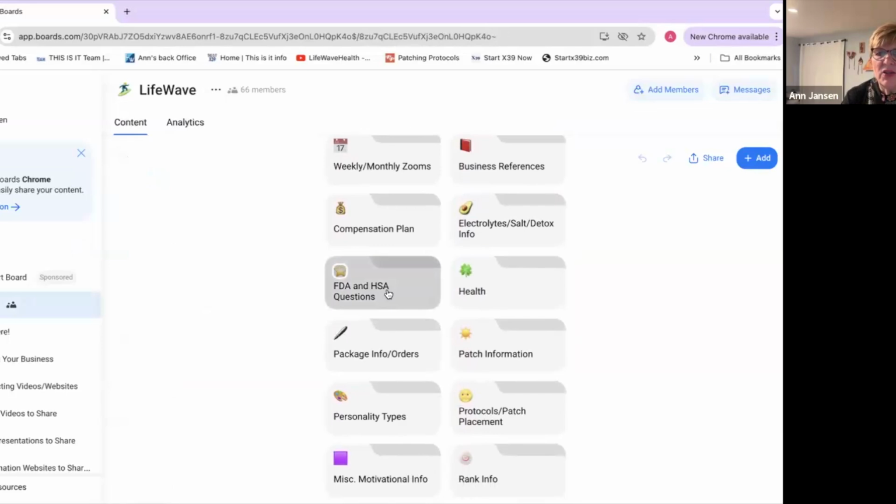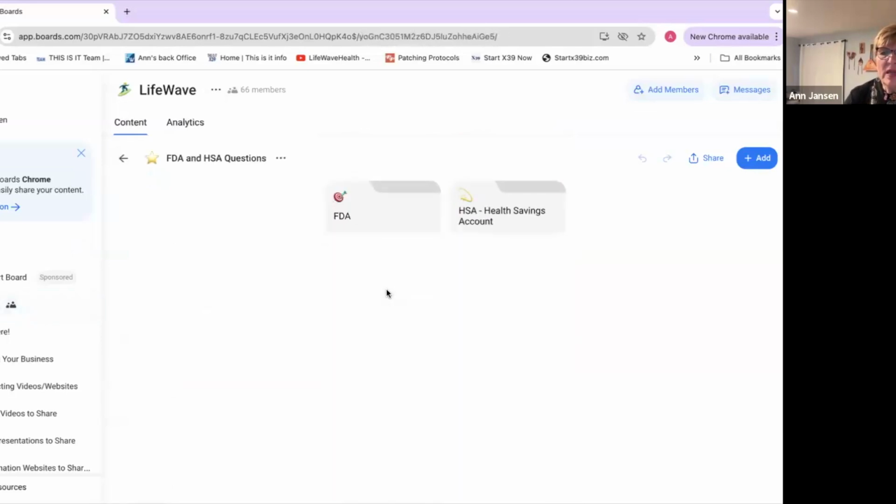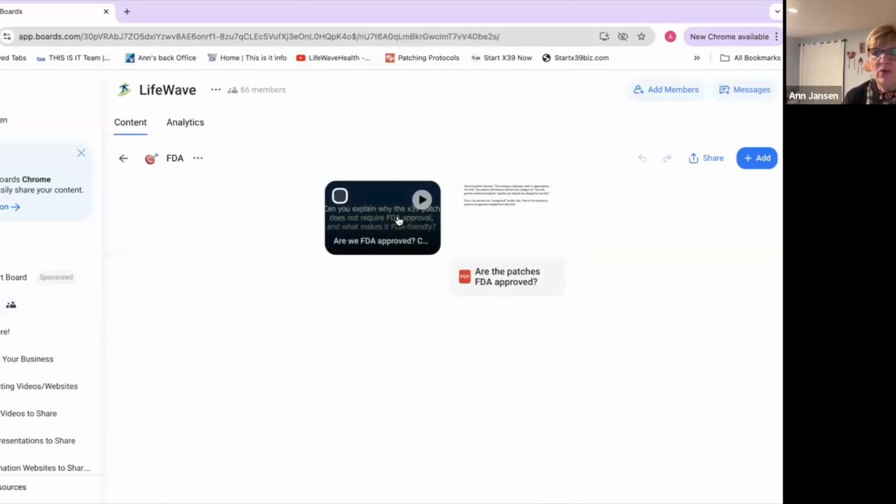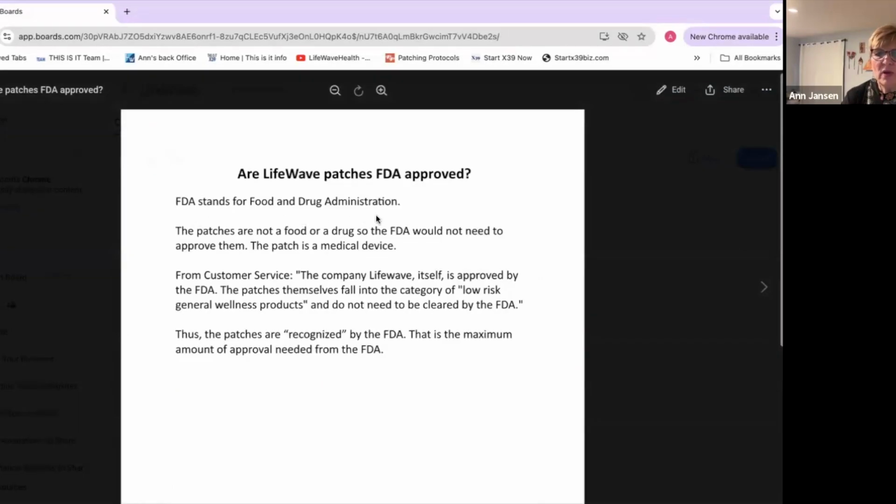FDA and HSA. FDA questions. So we get a lot of questions about the FDA, the Food and Drug Administration, like, are we compliant or do they approve of us? So FDA stands for Food and Drug, and the patches are not a food or a drug, so the FDA would not need to approve them. The patches are a medical device. From customer service, the company LifeWave itself is approved by the FDA.